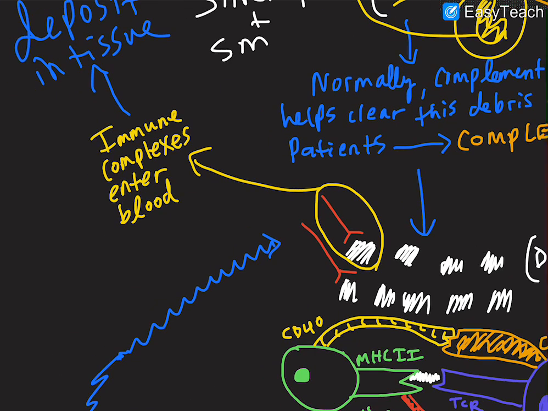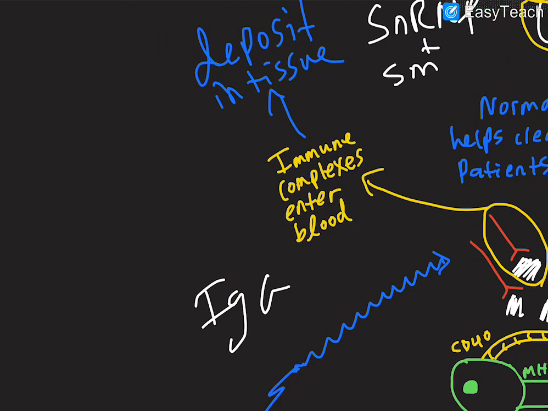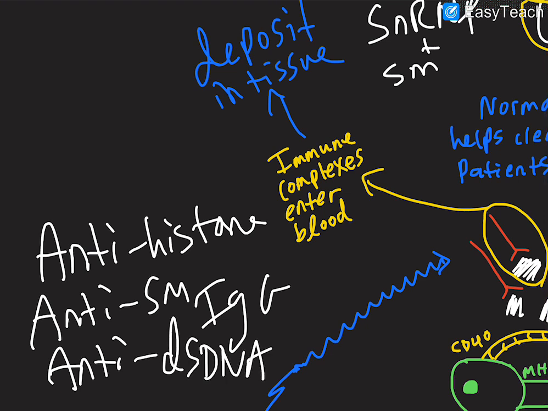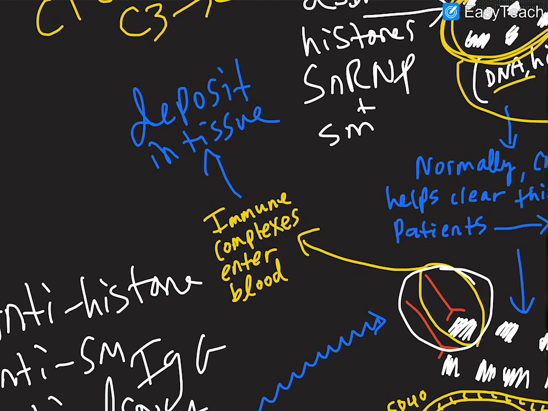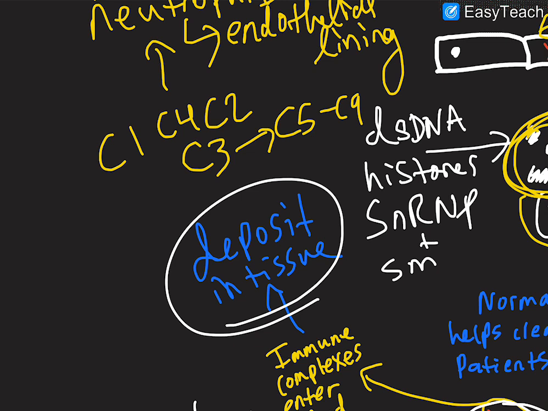So what are the IgGs? These IgGs can be anti-histone, anti-Smith, anti-double-stranded DNA, and so on. So you make these complexes, which then deposit into various tissues, and immune complexes attract complement proteins. So it's going to deposit in your tissues, and then you're going to attract complement proteins like C1, 4, 2, 3, and then C5b through C9.